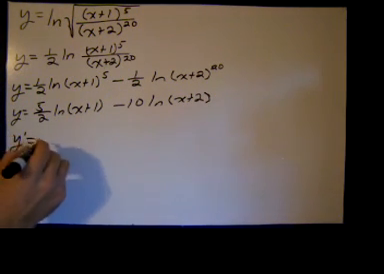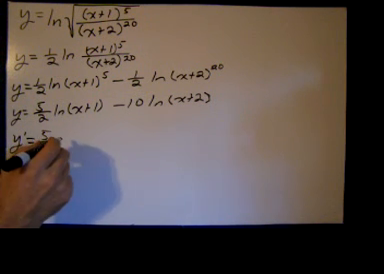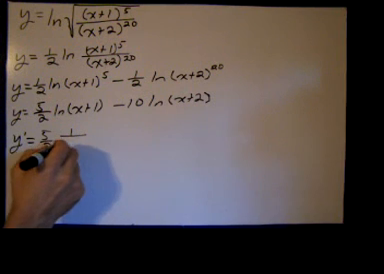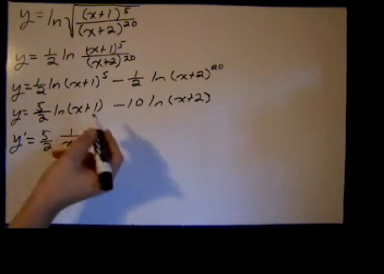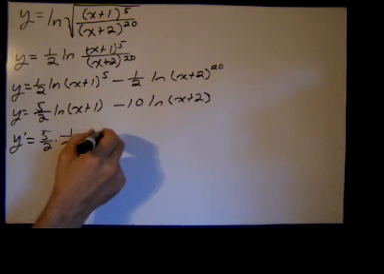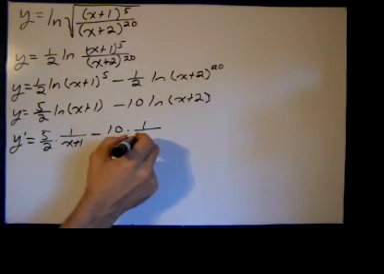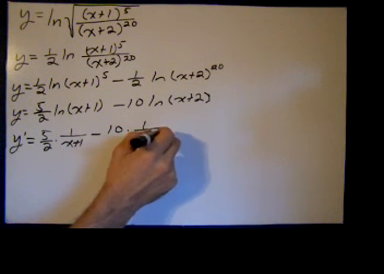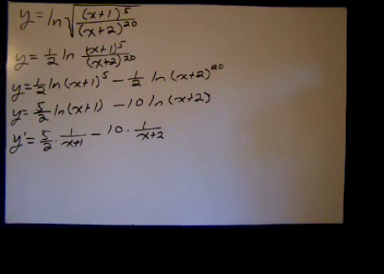So y prime equals, constant stays out in front, 5/2 times 1 over the argument. The derivative of the argument is 1 plus 0, so it's 1, I'm not even going to write it, minus 10 times, again, 1 over the argument, which is x plus 2. The derivative of the argument, x plus 2, is just 1. I feel like I should get a common denominator. Probably should have left that as a 20, but who cares?